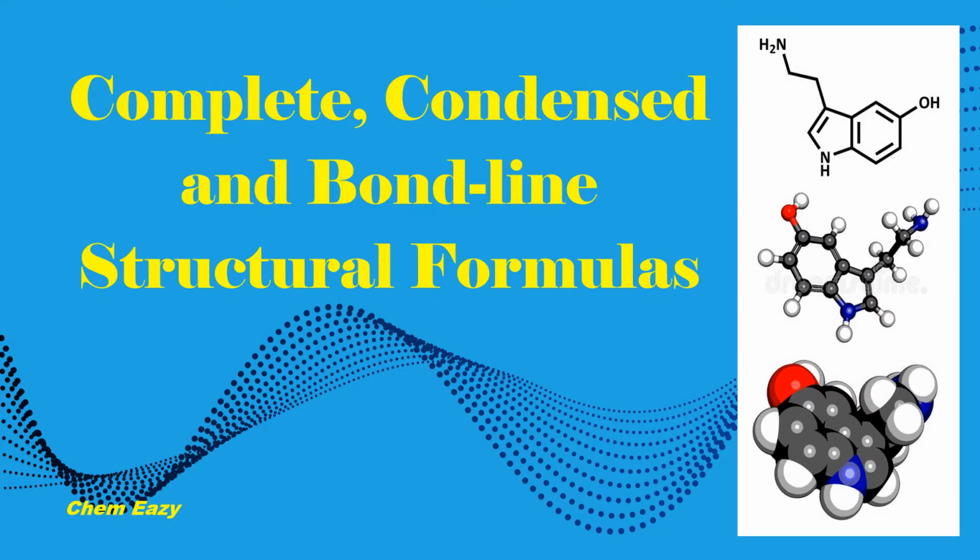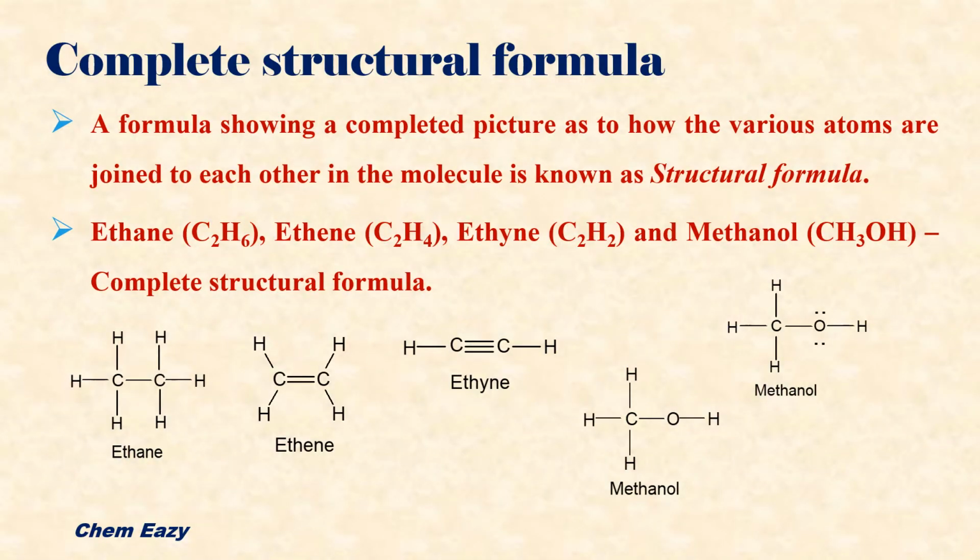Here let us see the complete structural formula, condensed structural formula and bond line structural formula with some simple examples to understand easily. A complete structural formula is a formula showing a complete picture of how the various atoms are joined to each other in the molecule. For example, this is the complete structural formula of the ethane molecule.